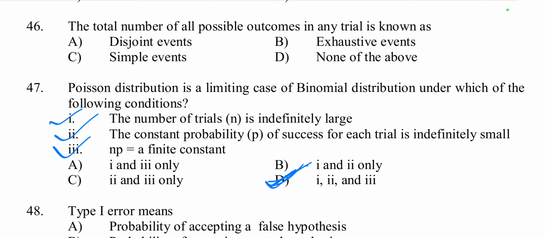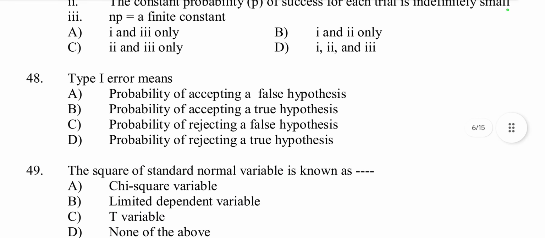Option number D. Then question number 48. Type 1 error means the probability of rejecting a true hypothesis. This is option number D. Type 1 error is the probability of rejecting a true hypothesis.